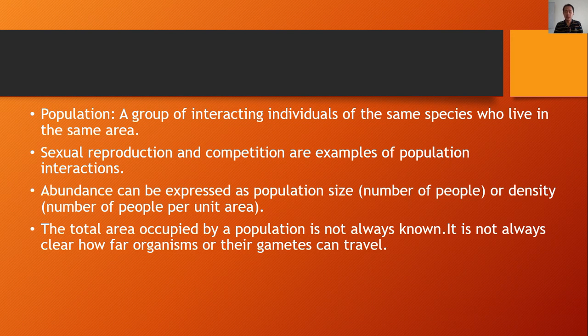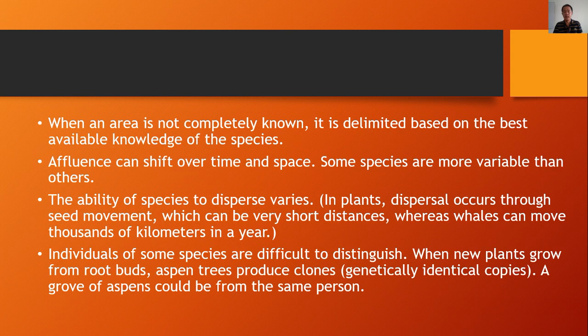So the total area that is occupied by a population is not always known. It is not always clear how far the organisms or their gametes can travel. When an area is not completely known, it is delimited based on the best available knowledge of the certain species. And abundance can shift over time and space. Some species are more variable than others. And the ability of a species to disperse varies, according to their capacity to adapt.